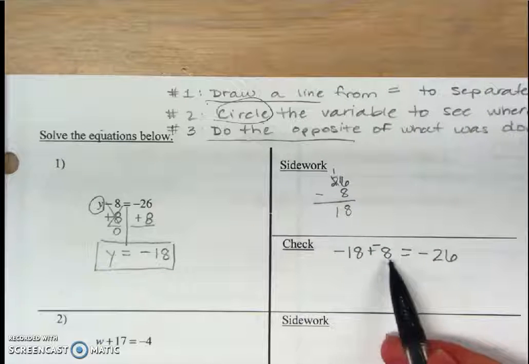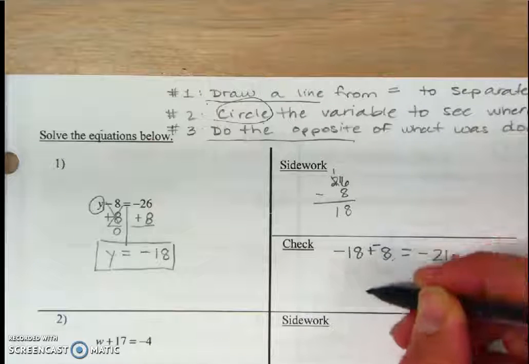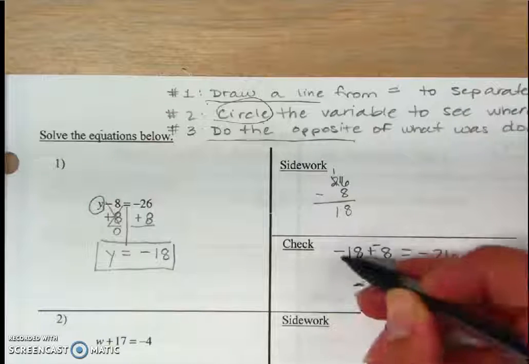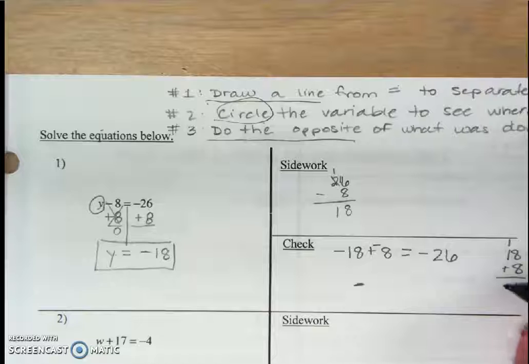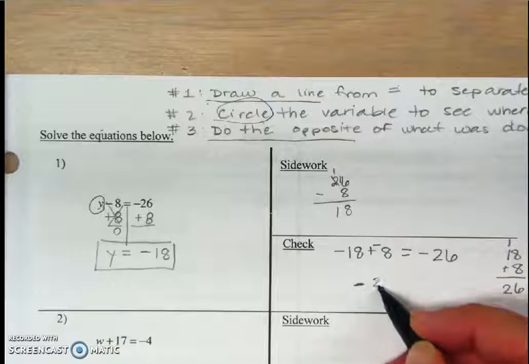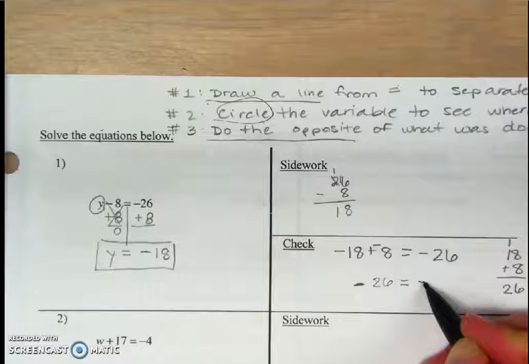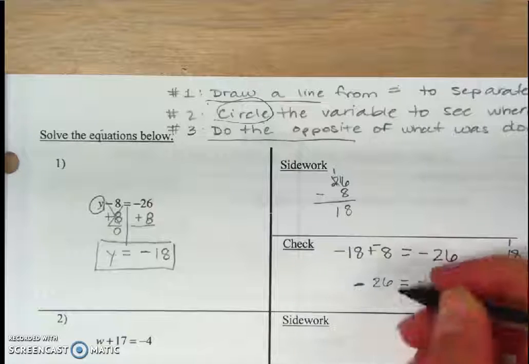Negative 18 plus negative 8 is all negative, so I'll write the negative sign. And since they're both negative, I add them together. 18 plus 8. 8 and 8 is 16, carry the 1. 1 and 1 is 2. So I would get negative 26, bring down the equals, and bring down the negative 26. Now we check. Is this true? Does negative 26 equal negative 26?